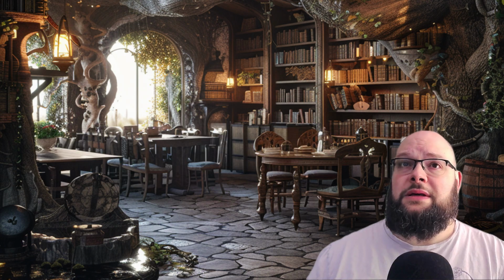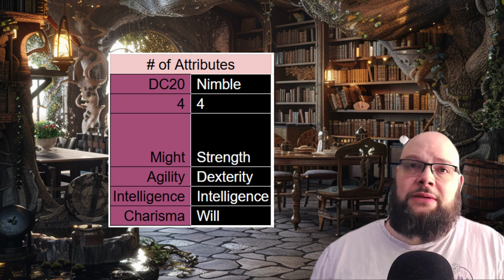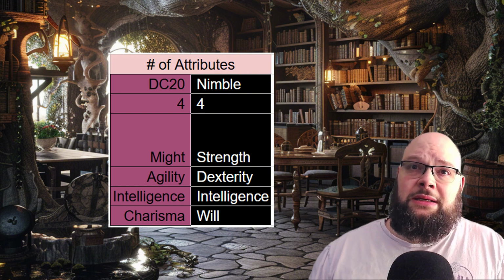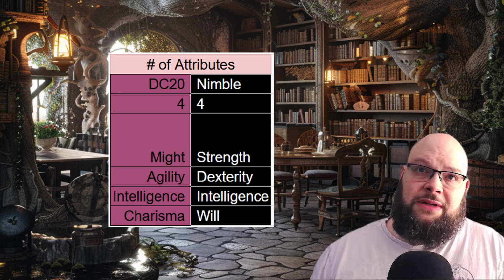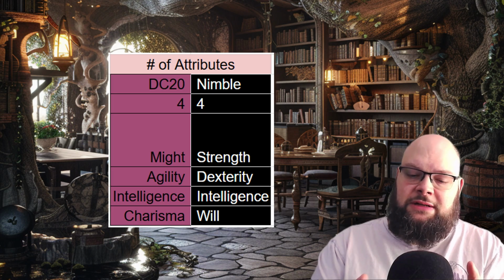Another interesting comparison between DC20 and Nimble is the number of attributes. So both systems use only 4 attributes, and for the most part they line up 1-to-1, although the naming is a little bit different. Nimble stuck with the traditional strength and dexterity, where DC20 went with might and agility. Both systems use intelligence, and DC20 stuck with charisma, where Nimble changed what's essentially their charisma to will.